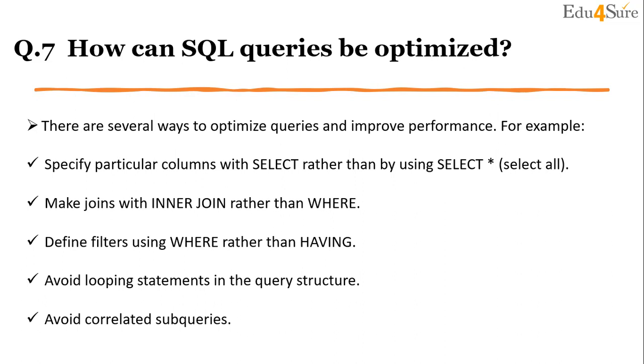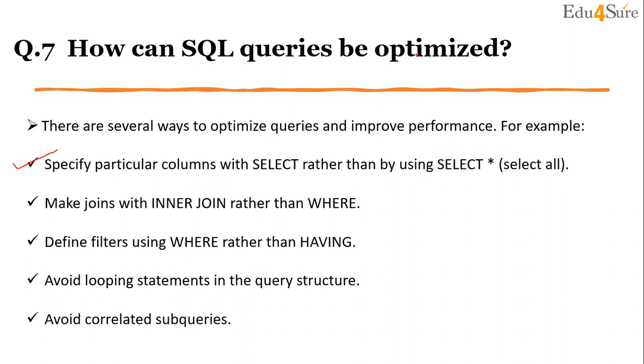How can we do that? There are several ways to optimize the query and improve the performance. I have covered 5 examples here, but they are not restricted to 5. There can be multiple ways, but I just want to cover some from the interview perspective. First, specify particular columns with select rather than using select asterisk.